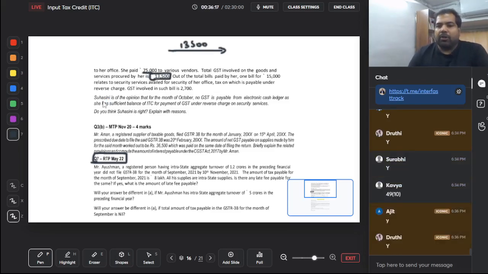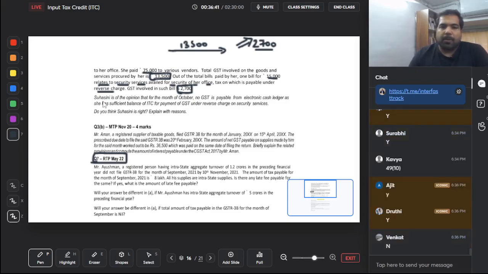Out of the total bills paid by her, one bill of 15,000 relates to security services availed for security of her office on which tax is payable under reverse charge. The GST is 2700. So guys, one of the purchases on which she has to pay 2700. Guys, can she pay using the credit of 13,500? No, she has to pay this RCM in cash.